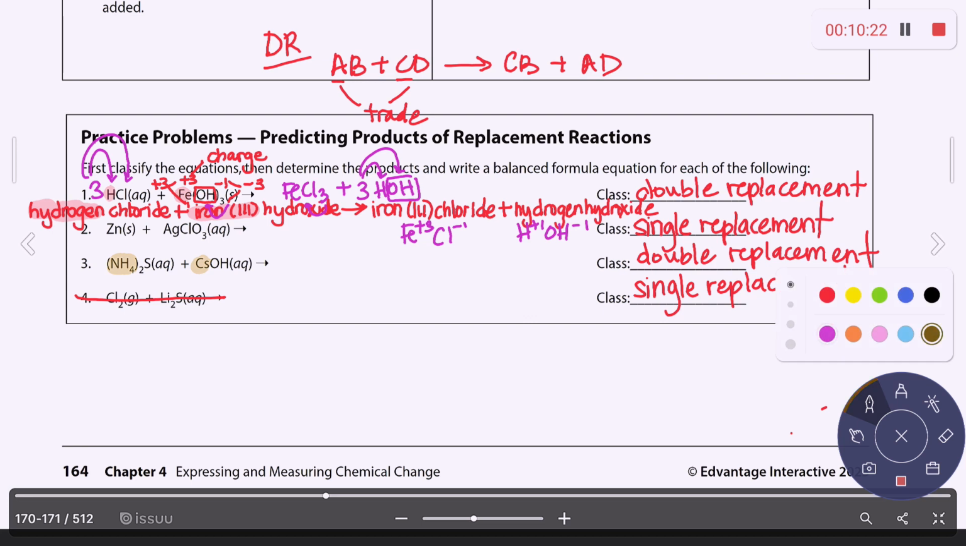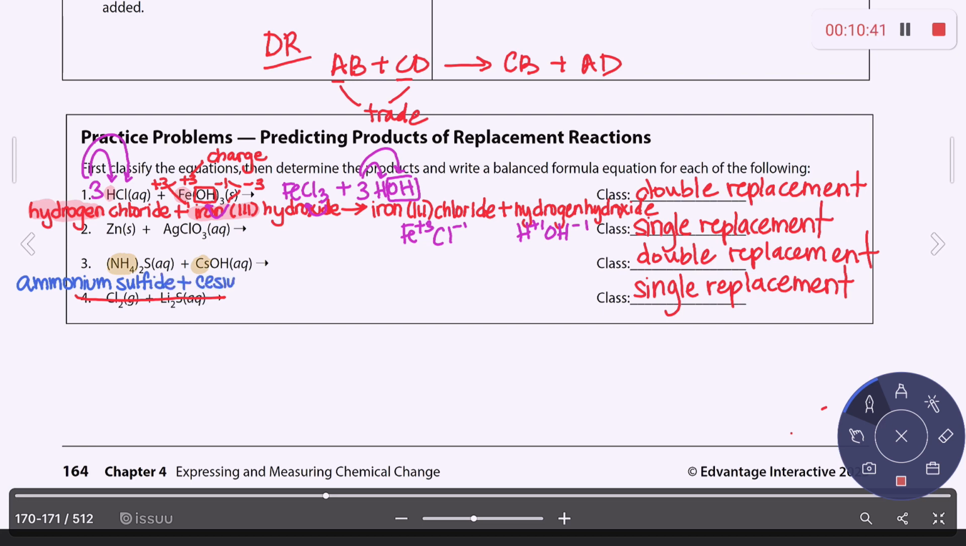Now let's go ahead and write this out in words. So this is on the lower left corner of your periodic table. NH4 is ammonium. So this is ammonium sulfide plus cesium hydroxide. Okay, and I'm going to go ahead and highlight the ammonium in words and the cesium in words because that's what you want to switch places.